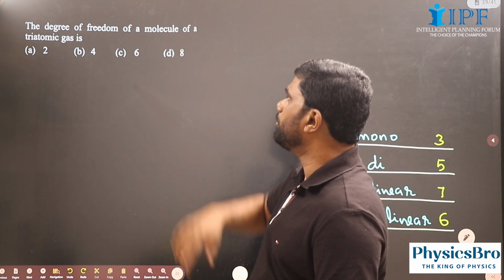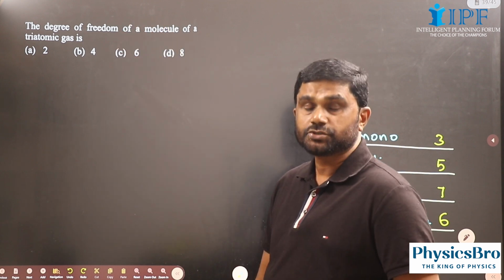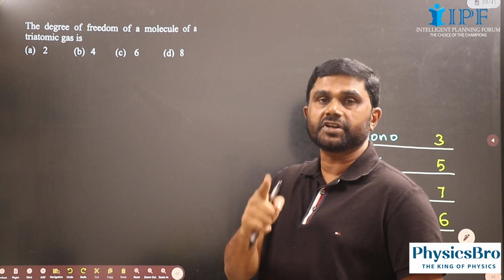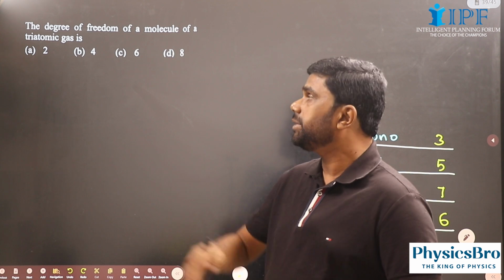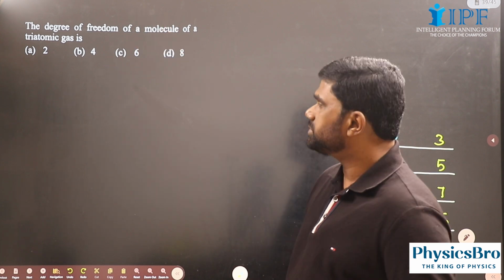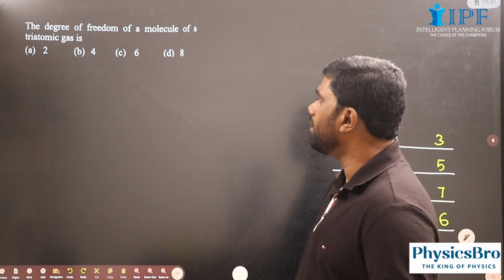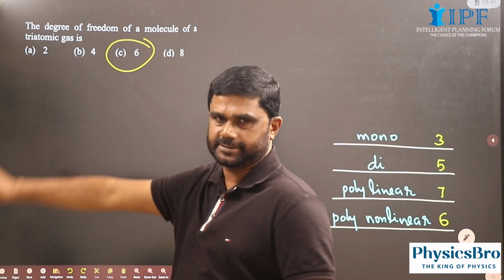See here we have a polyatomic, or it is a triatomic. So if it is linear, number of degrees of freedom 7. If it is non-linear, number of degrees of freedom 6, but it is not specified whether it is linear or non-linear. But in the options we do not have an option that is 7. So the only possibility is 6.